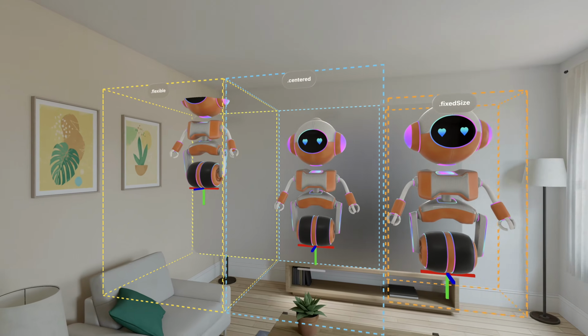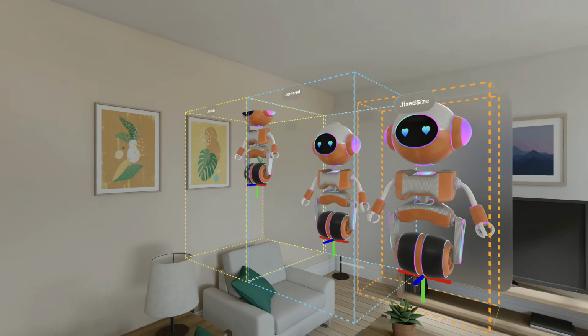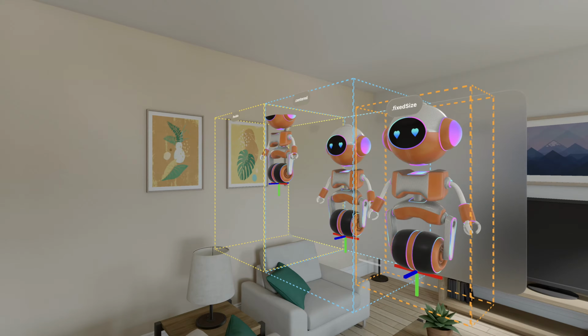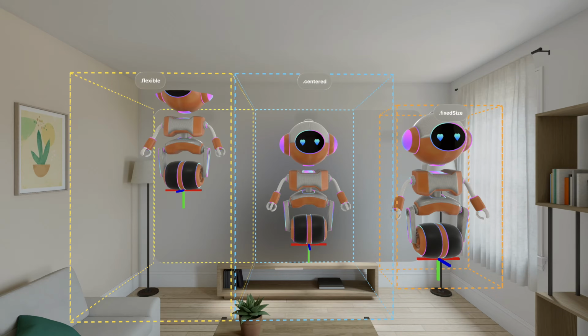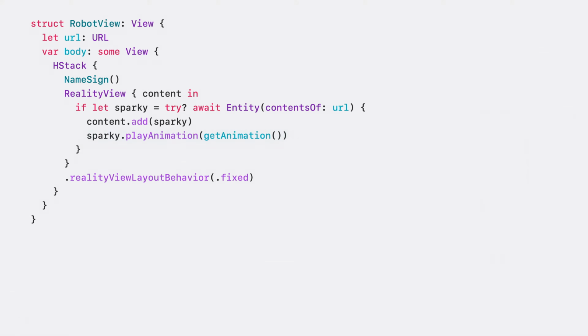Fixed size makes the reality view tightly wrap the contents bounds and makes your reality view behave just like Model 3D. None of these options reposition or scale your entities with respect to the reality view content. They just reposition the reality view's own origin point. I've sorted out Sparky's sizing in the reality view. Next, I'll get Sparky animating again.